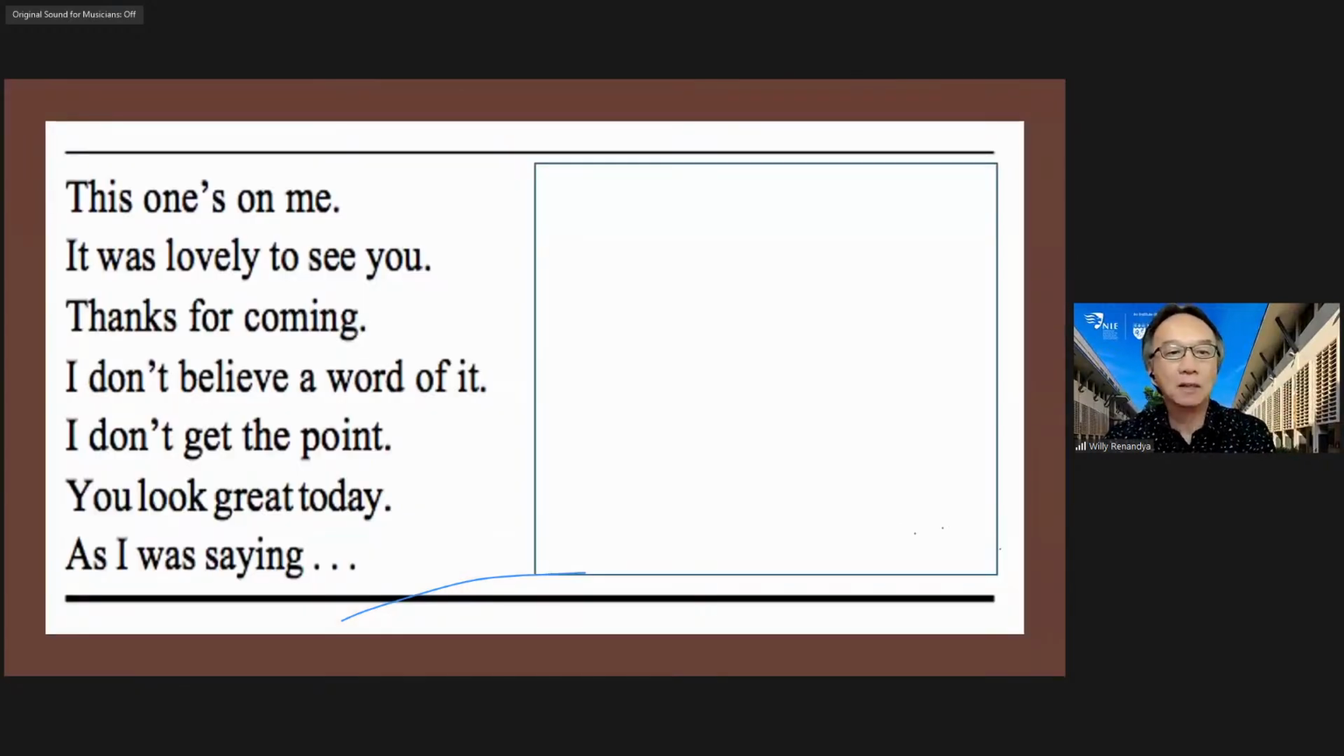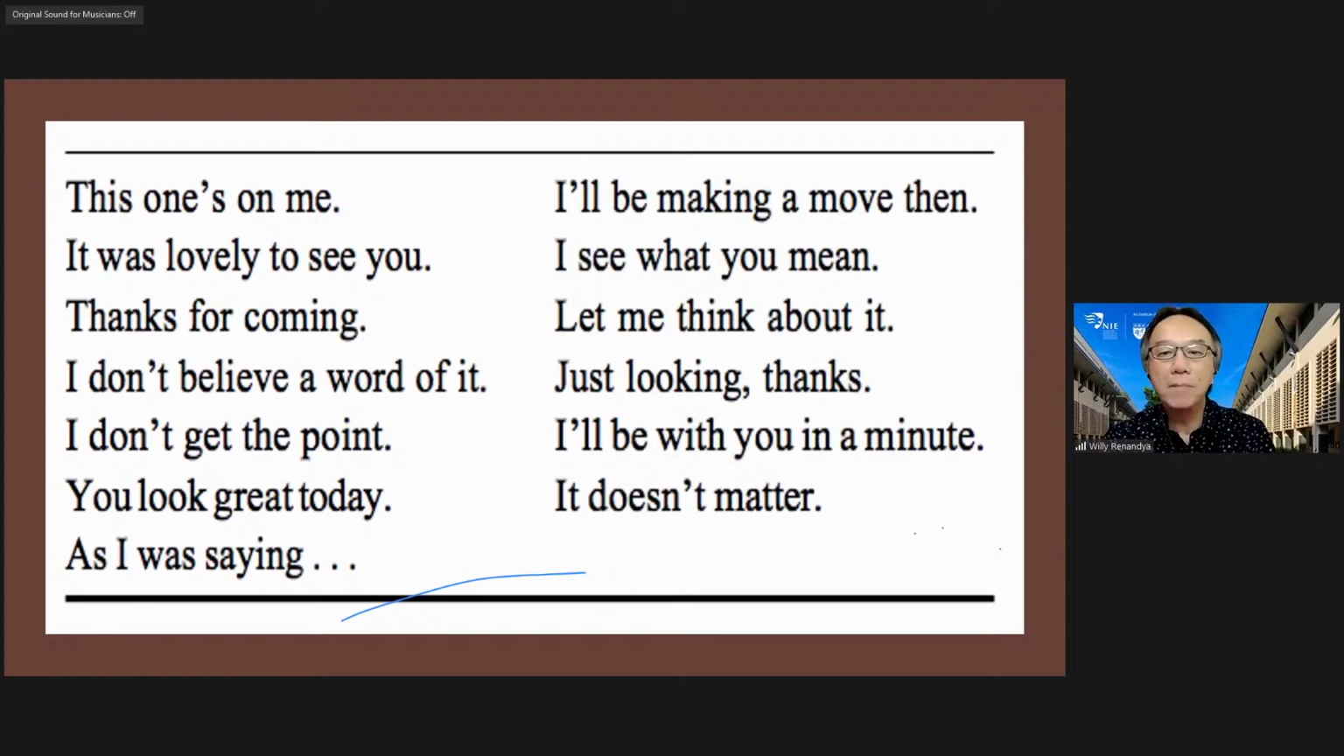And there's a lot more here. This one is on me. Ibu Santi, next time I see you in Jember, we go to a restaurant and you have to say this: really, this dinner is on me. That means you pay for the dinner. It comes together just like that. Thanks for coming. I don't believe a word of it. I don't get the point. You look great today. And there are many, many others like that.